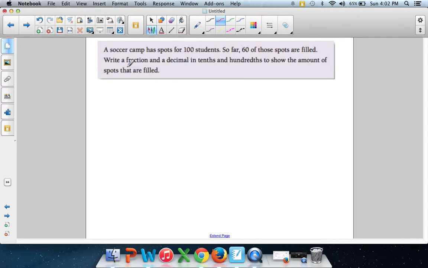They want fractions and decimals. They also want tenths and hundredths. First, let's write whatever fraction's right in front of us. There is a fraction right in front of us. 100 students, 60 of those spots are filled. 60 out of 100.